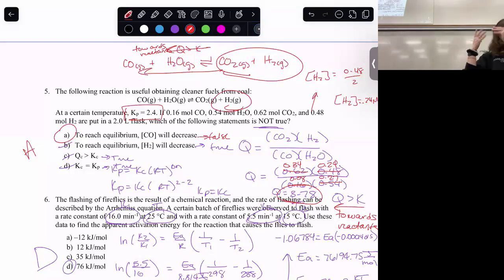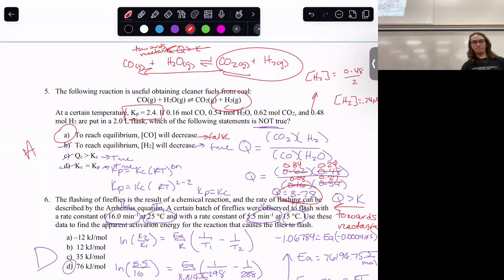So if we're using stuff up, then we know that our concentration has to decrease at equilibrium because we have to use up some of those products to make those reactants. Okay, so to reach equilibrium, H2 will decrease. That's true because Q is greater than K. We have to make more reactants. In order to do that, we have to use the concentration of some of our products to make them. Does that make sense? Okay.